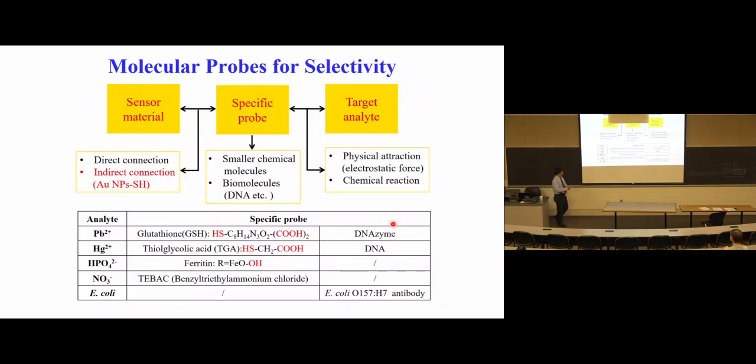And to achieve selectivity, as I mentioned earlier, you need to use functional groups on the gold nanoparticle surfaces. In the laboratory, we have shown that with different functional groups, we can target different analytes in water. For lead detection, we use glutathione, abbreviated GSH, and we could also use DNAzyme as a probe. For mercury ion detection, we can use TGA as a probe and also DNA pieces as the probe. For phosphate detection, we use ferritin as the probe, and for nitrates, TEBSU. I'll show you some of the results. For bacterial detection, we use antibodies of a particular strain of E. coli bacteria, this is the pathogenic O157:H7. You can also use more generic antibodies of E. coli bacteria that can target 70-80% of the bacterial strains.